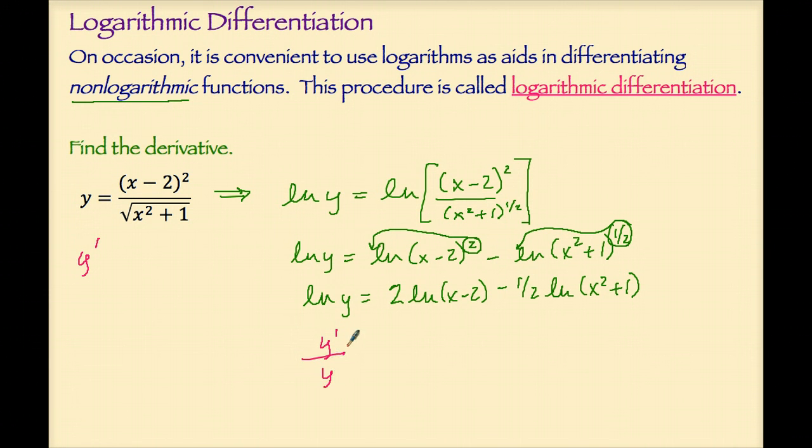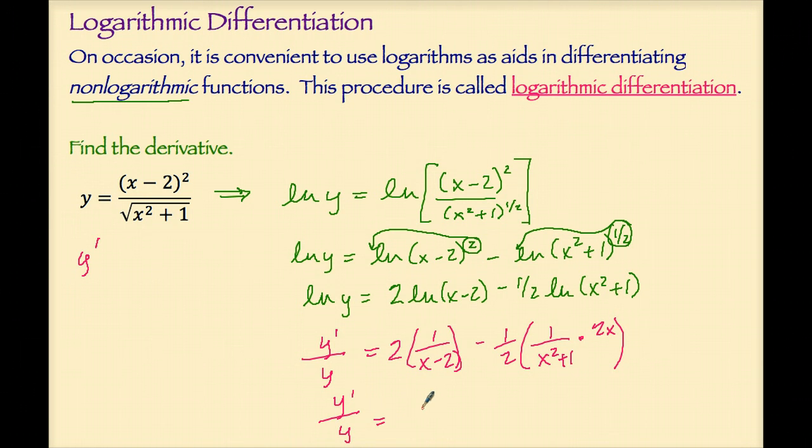This is 1 over y times y prime is equal to, this will be 2 times 1 over x minus 2 minus 1/2 times 1 over x squared plus 1 times the derivative of x squared plus 1, which is 2x. This becomes y prime over y is equal to 2 over x minus 2 minus, and since 1/2 times 2 is 1, this will end up just being minus x over x squared plus 1.